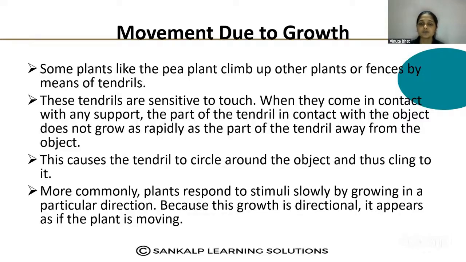Touch is the stimulus, and for that it is responding. That is called thigmotropism. More commonly, plants respond to stimuli slowly by growing in a particular way, but slowly it is responding.